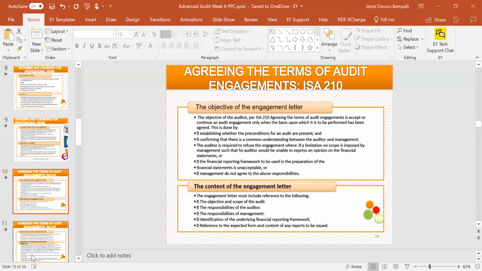Correct. It's being restricted. So things like you are trying to get information or the sufficient and appropriate evidence to be able to audit your financial statements, but management is not giving you that information. They are blocking it. They are restricting the performance of your audit duties or your audit work. That's a limitation of scope, and therefore you'll not be able to express an opinion because you don't have any evidence to express an opinion.